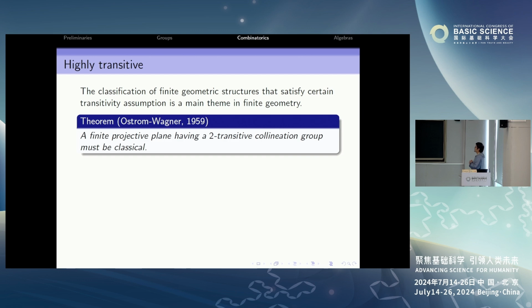For the highly transitive case, the classification of finite geometric structures that satisfy certain transitivity assumptions is a mainstay in finite geometry. It has a long history. The first such result is from 1959, due to Ostrom and Wagner, which claimed that a finite projective plane having a 2-transitive collineation group must be Desarguesian. So the group is 2-transitive on the points, and such a projective plane must be classical, which is also known as Desarguesian.